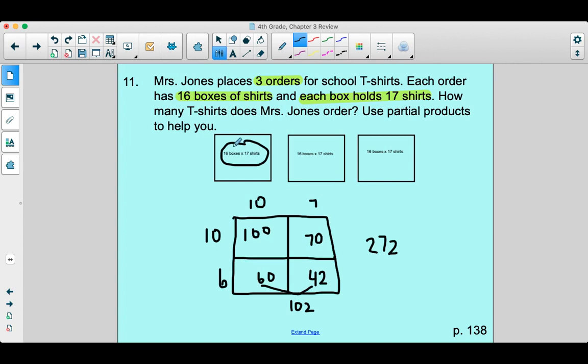Okay, so this only represents one box. So we have to do it how many times? We've got to do that 3 times. So there we go. 272 times 3.